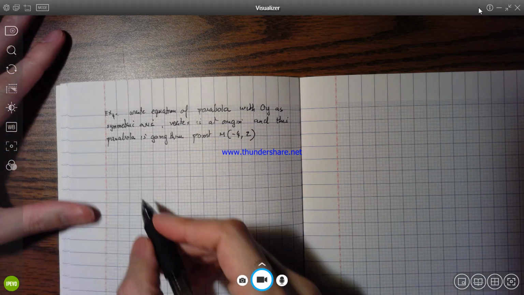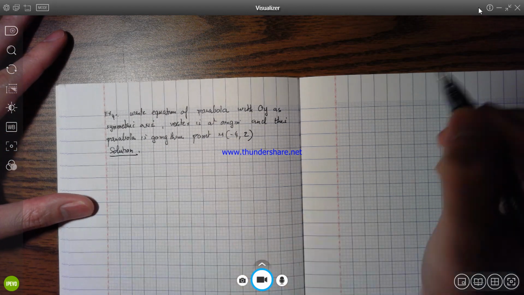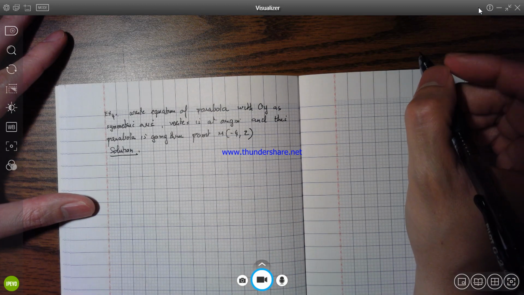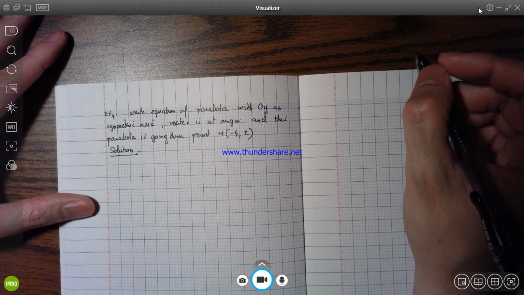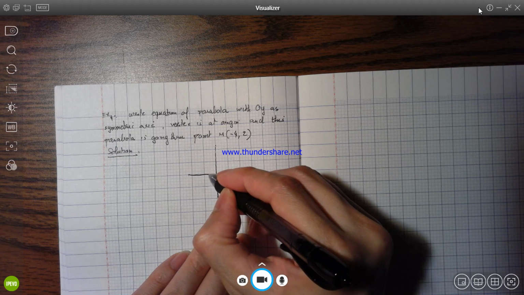So how? We know that OY is the axis of symmetry, so the parabola must be opening up or opening down, right? The vertex is at the origin.